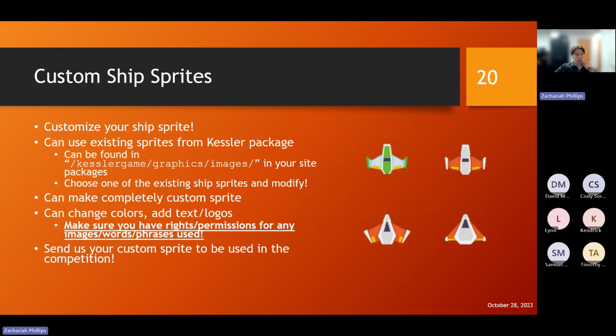One final thing with Kessler before we get into looking at a little bit of example code is that you can customize the sprites that are in the game, and it's something we definitely encourage you to do for your agent. The way it works is in Kessler game graphics images, in your site packages, you could grab one of the existing ship sprites that's in there, and you can modify that. Or you can just create your own sprite entirely. You can then, in your controller, set that sprite path, and the game will use that to display your ship.